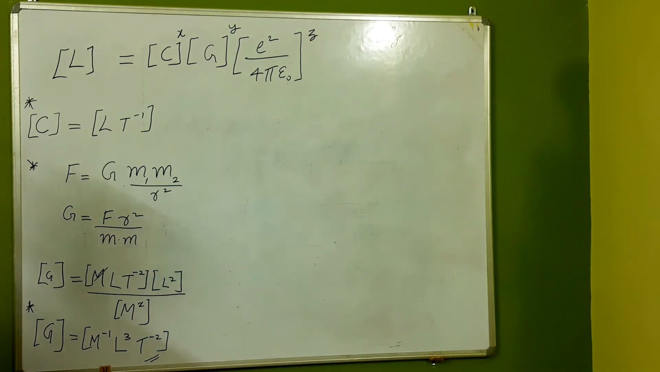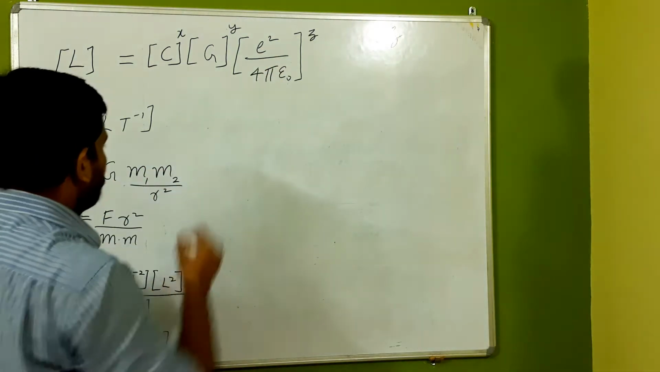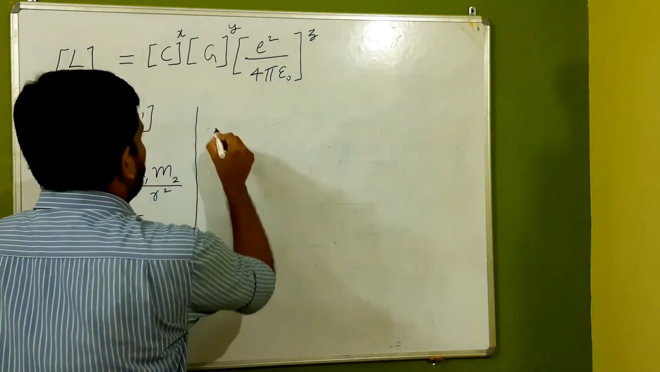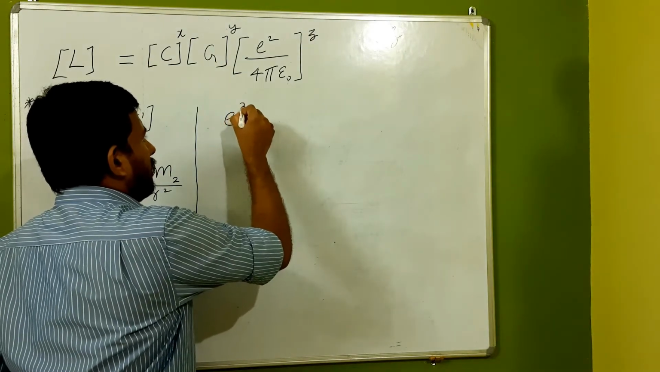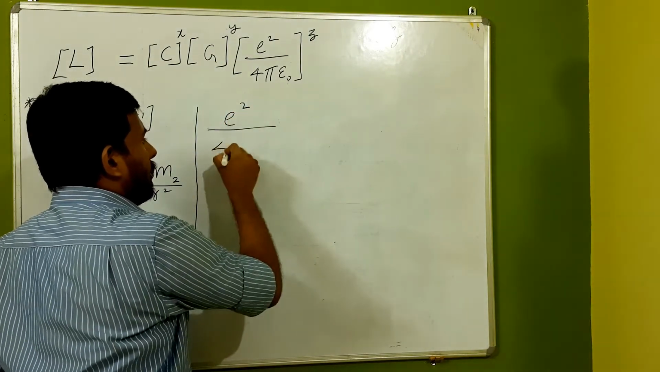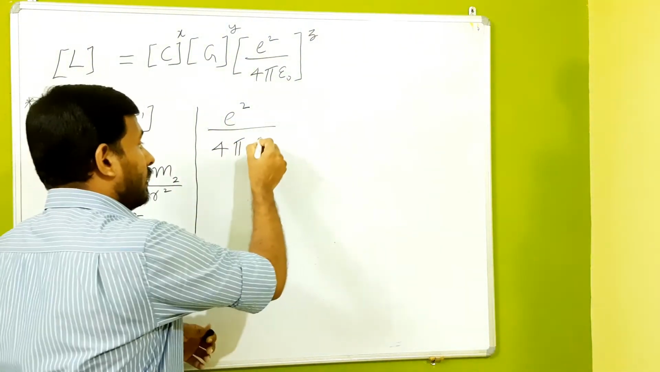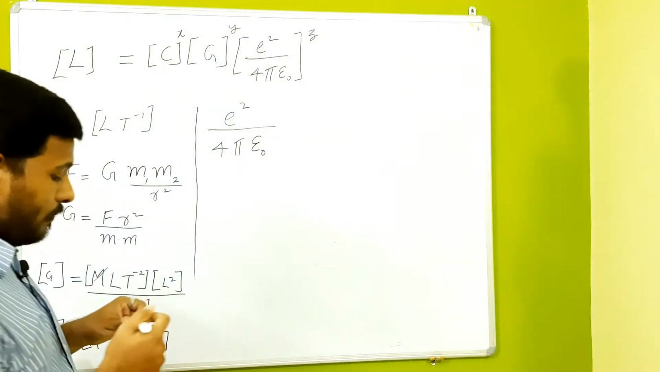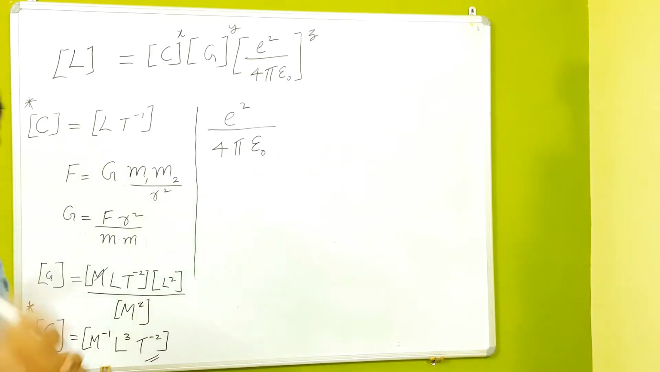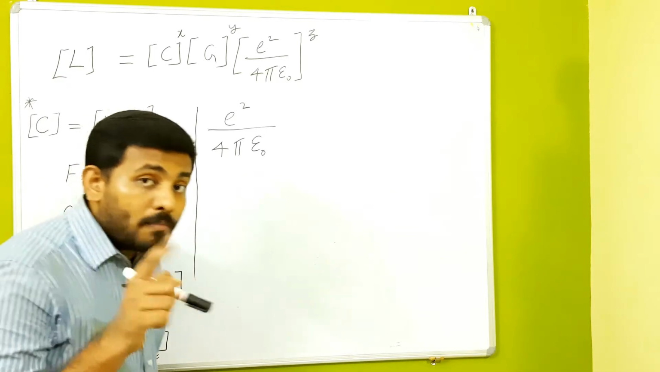Next we have to find the dimension of this term, that is e square by 4 pi epsilon 0. But we can find it in two ways. The first one is by finding the dimension of charge, then squaring it and dividing it by the dimension of epsilon 0. But we have an easier method than this, that is by using Coulomb's law.